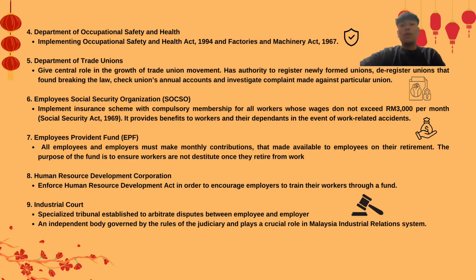Number 4 is the Department of Occupational Safety and Health. The government implements the Occupational Safety and Health Act 1994 and the Factory and Machinery Act 1967. Number 5, the Department of Trade Unions, plays a central role in the growth of the trade union movement as the authority to register newly formed unions, deregister unions found breaking the law, check unions' annual accounts, and investigate complaints made against a particular union.